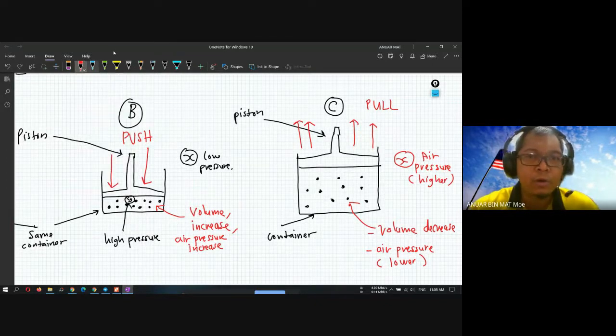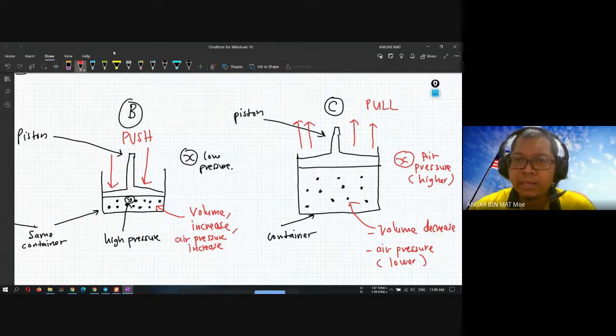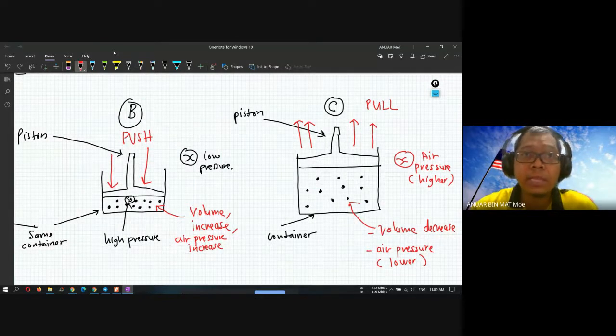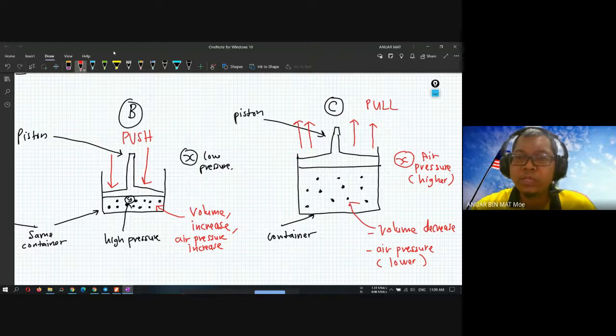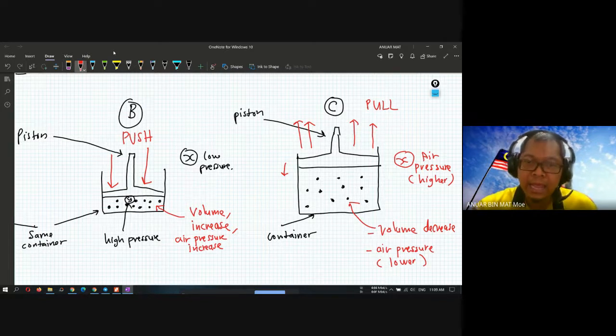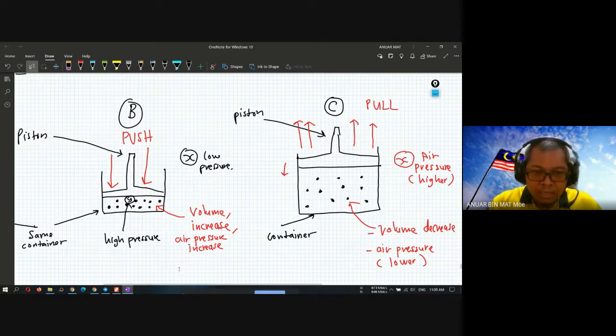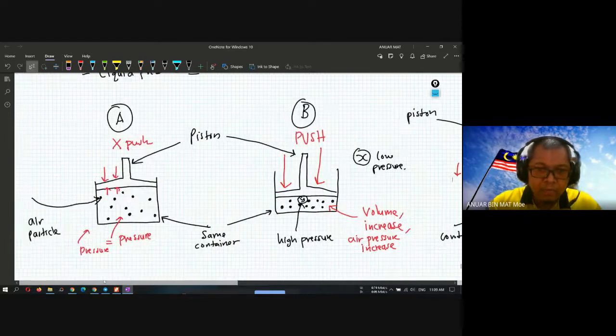Boleh tak? So, if I release the piston in diagram C, what happens to the piston? It will push a little bit. Yes, it will move a little bit downward until the air pressure inside and the air pressure outside become equalized. Then later on, it will be like in diagram A.